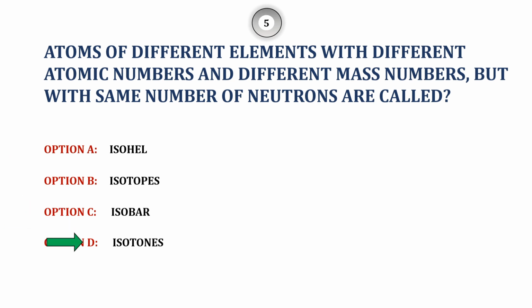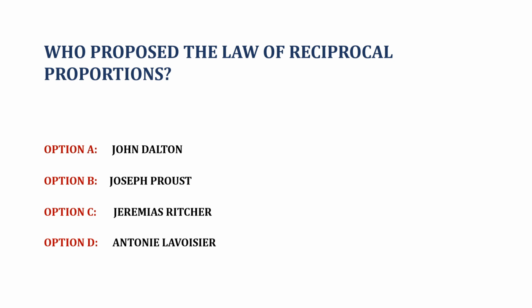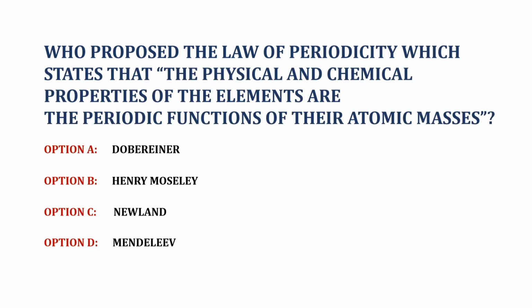Option D, isotones. Who proposed the law of reciprocal proportions? Option C, Jeremias Richter. Who proposed the law of periodicity, which states that the physical and chemical properties of an element are the periodic functions of their atomic masses? Option D, Mendeleev.